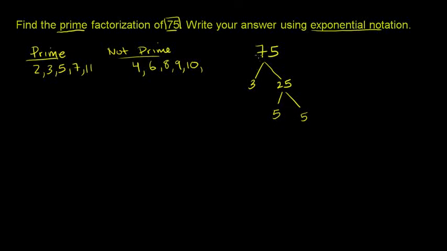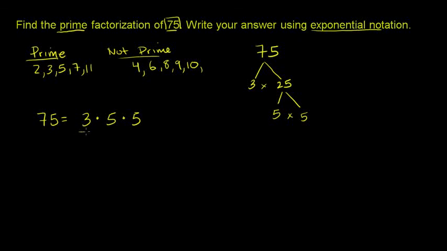So we can write that 75 is 3 times 5 times 5. We could say it's 3 times 25. 25 is 5 times 5.